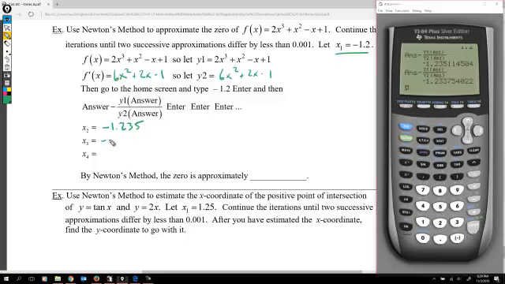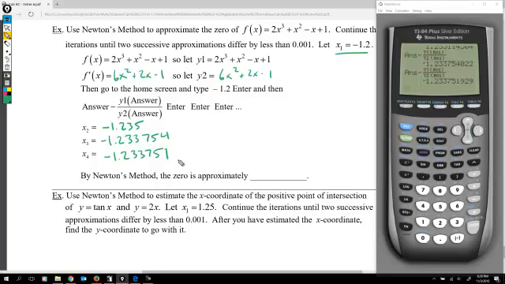So let's write down what we got: negative 1.233754. I'm going to go out a couple more decimals because we won't see the difference unless we do. Let's do it one more time. And we get negative 1.233751. Now the difference between x3 and x sub 4 is less than 0.001, so I can stop at this point.